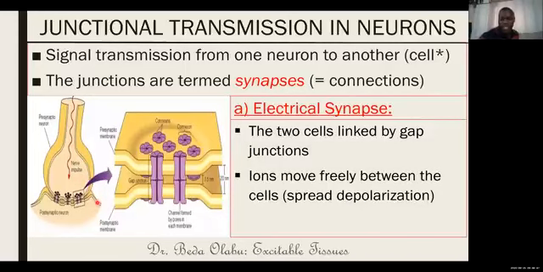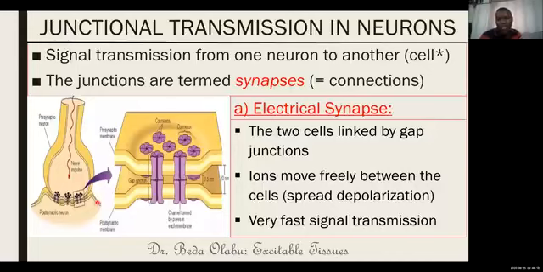So electrical synapses are very fast, because it just requires ions to move from one cell, the presynaptic cell, to the other cell, the postsynaptic cell, through those gap junctions. If the ions move, then the depolarization will spread from one cell to another. And once you initiate depolarization in the postsynaptic neuron, you are good to go. That neuron will again carry the impulse until the end. And so that is how electrical synapses work.